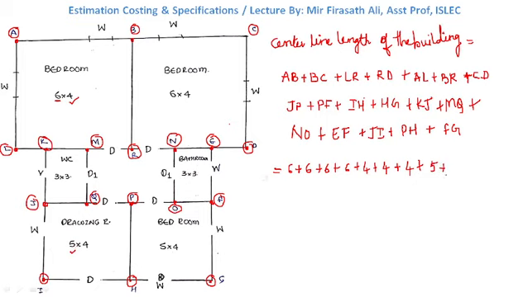5 plus PF length is also 5. Similarly, IH is also 5 plus HG is also 5. Then we have KJ. The length of KJ is 3 plus 3. MQ is also 3. NO is also 3. EF is also 3.